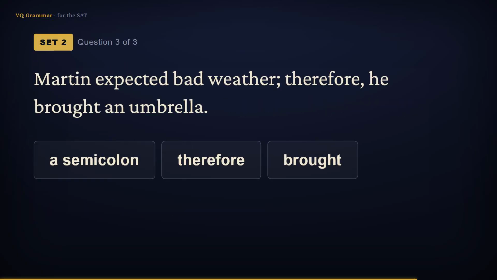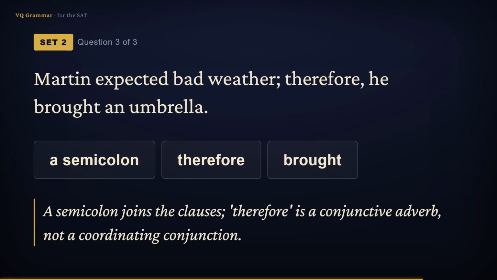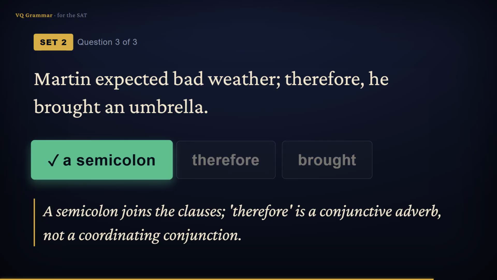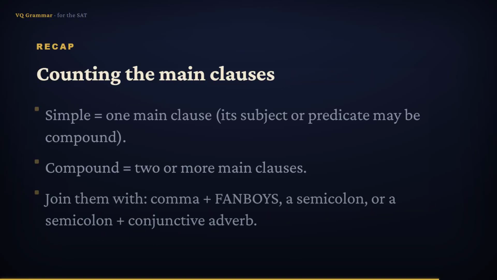Martin expected bad weather; therefore he brought an umbrella. The clauses are joined by a semicolon, with therefore as a conjunctive adverb, not a coordinating conjunction, so the answer is a semicolon. Let's bring it together.